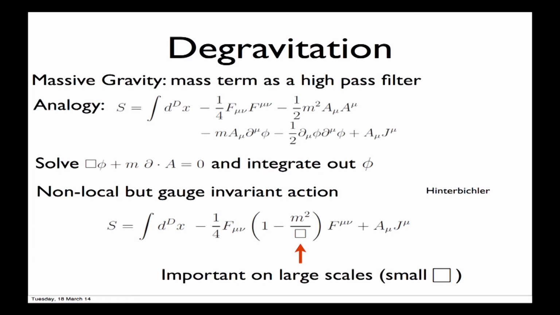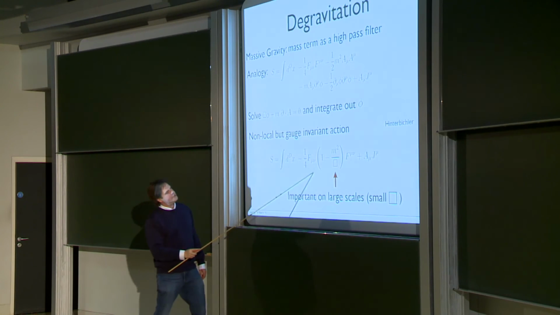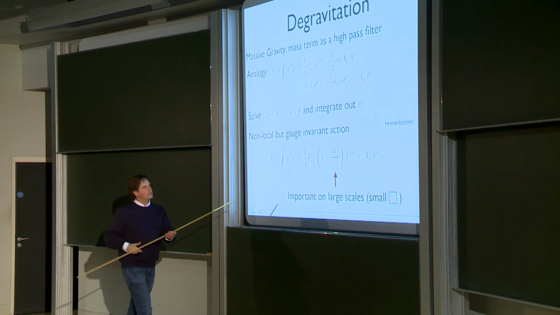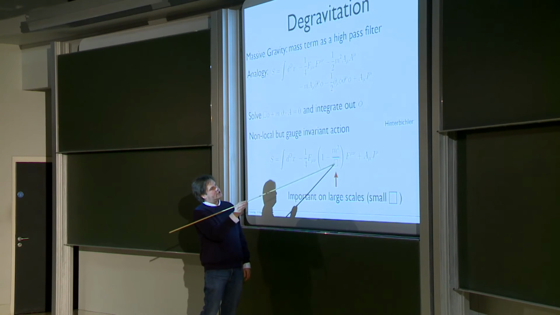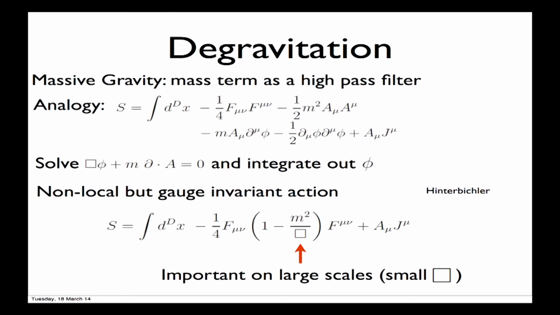You solve for the scalar field, and you replace it in. And what you'll end up with is an action that looks like this, where there's a correction to the kinetic term. There's no scalar field anymore. And the interesting thing is this is gauge invariant. This has all the right properties, but it's non-local.